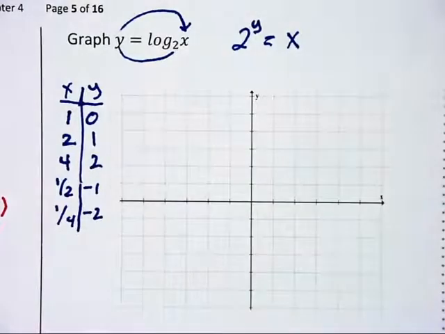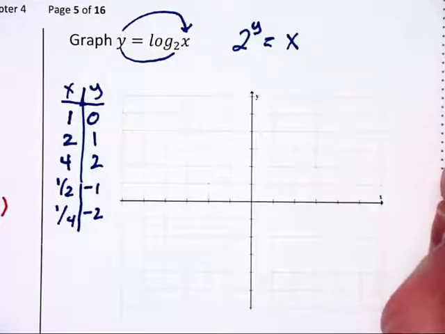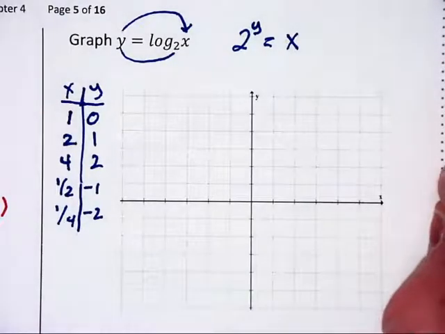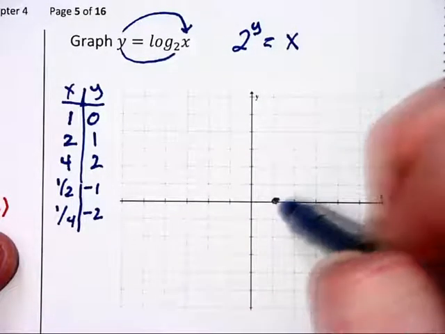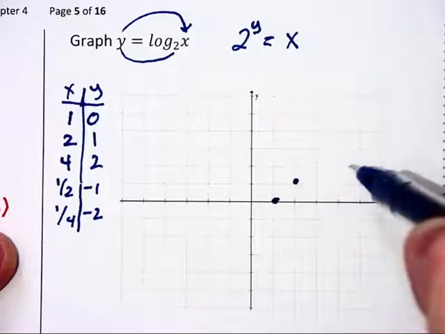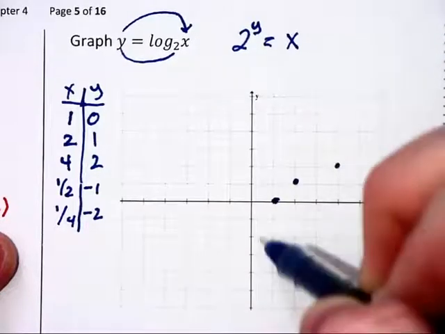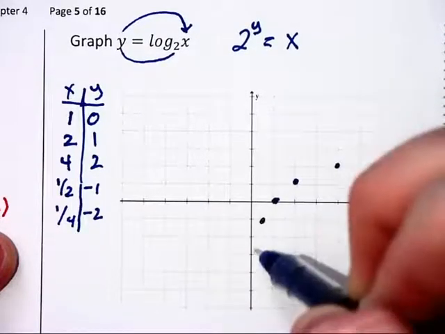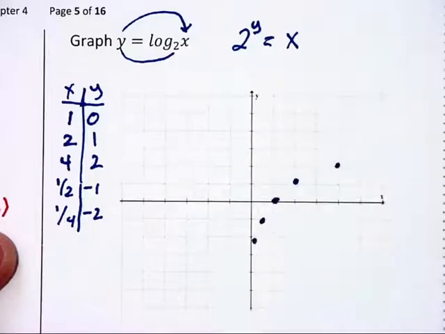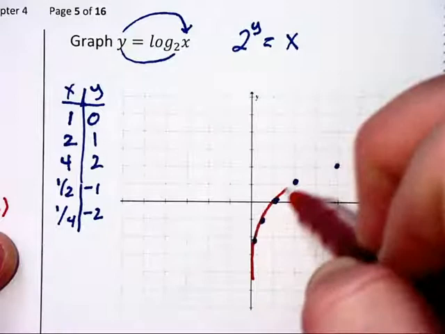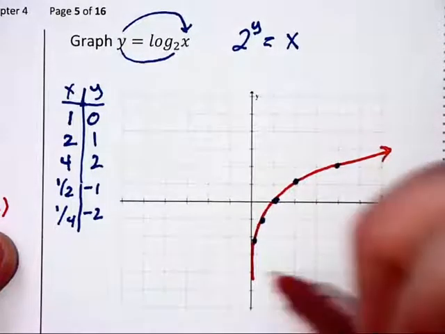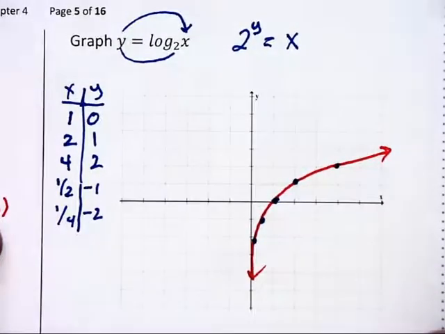Everything's switched around from the problem that I just did a little bit ago where we were graphing y equals 2 to the x. So here we go with these points. 1, 0, 2, 1, 4, 2, a half, -1, a quarter, -2. And this graph here looks like this.